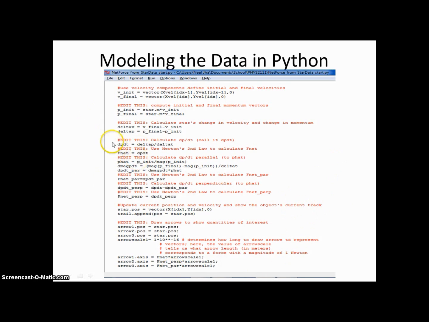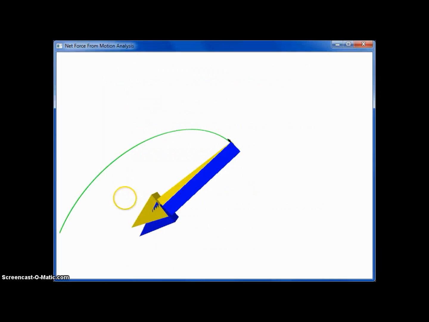And then we use that to calculate the change in momentum, delta P over delta T, which is equal to the net force. And then we multiply it by the vector P hat to calculate the magnitude of it, and we set that equal to the net force in the parallel direction. The net force in the parallel direction plus the net force in the perpendicular direction is equal to the net force. And then we use that to calculate the force acting on the star as it orbits the black hole.